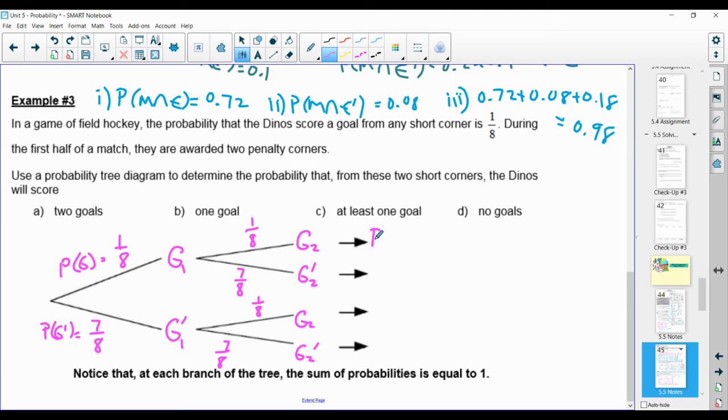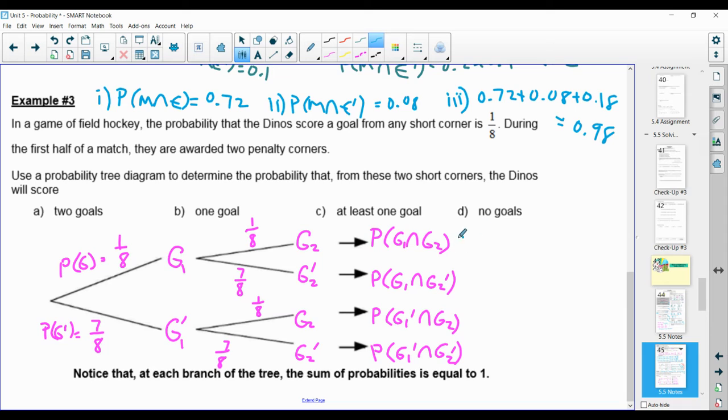So we read out our scenarios. The first one is the probability that we make goal 1 and goal 2. Then we've got the probability of making goal 1 and not making goal 2. We've got the probability of not making goal 1, but we do make goal 2, or the probability that we miss both of them. So not making goal 1 and not making goal 2.